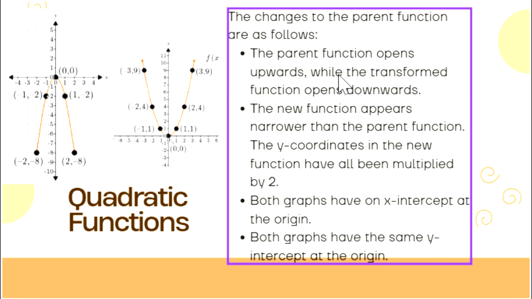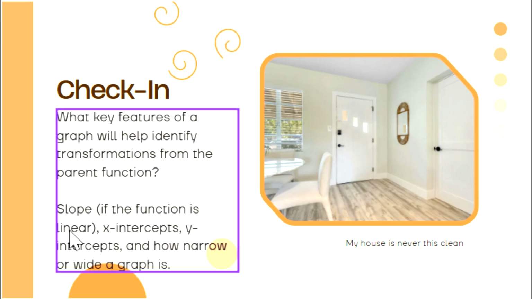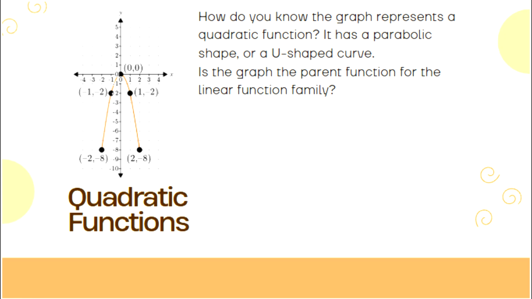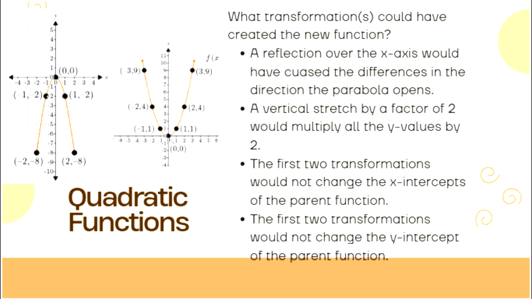So we looked at all four things that it was telling us back here we needed to look at. Slope doesn't matter because it's not linear, but x-intercept, y-intercept, and how narrow or wide the graph is. Okay. The changes to the parent function are as follows. That's the one we just did. We need the transformations now. What transformations could have created the new function?